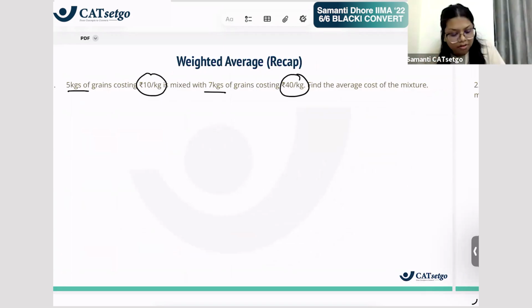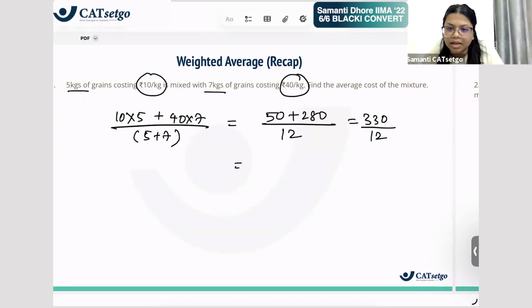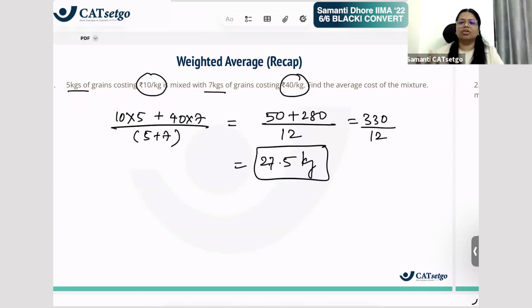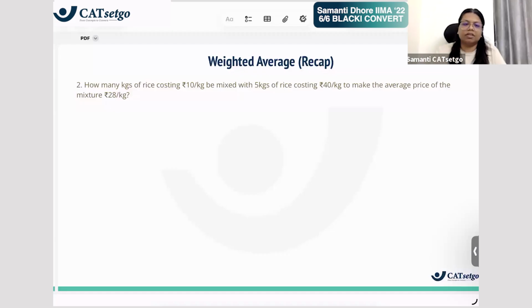We solve it with value into weight plus value into weight upon total weight, right? So this is 50 plus 280 by 12, which is 330 by 12. How much will this come to? This will be 27.5, right? So this is your answer. This is the weighted average, simple. We all remember this, right? So let us do one more question here on weighted average itself; it's a recap. You must have done this before also.